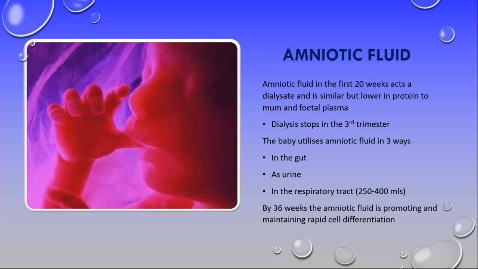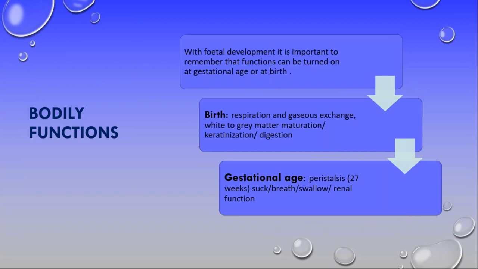And this is very important because once a baby is born, the amniotic fluid is removed, and that in itself can be problematic. So with fetal development, it's important to remember that the functions can be turned on at gestational age or at birth. So when a baby is born, irrespective of gestational age, and the baby is considered viable, the baby can make respiration movements, there can be gaseous exchange, the white matter in the brain turns to gray matter, and the skin keratinizes and the digestive tract works.